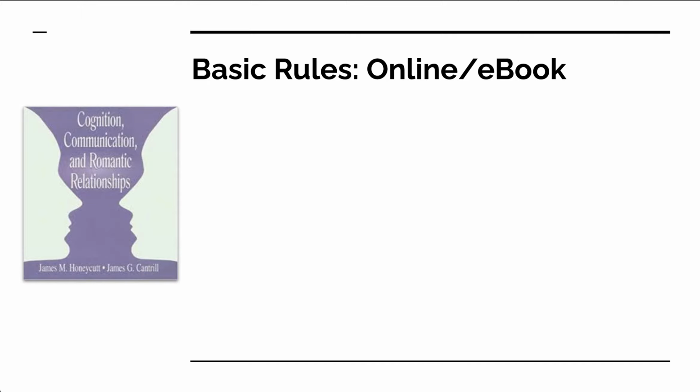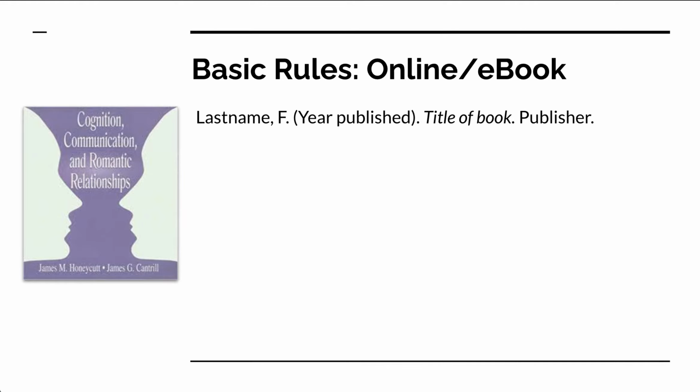Let's go over the basic rule for citing an online ebook. The simplest way is you'll need to find the author's last name. Then you'll need to find the year of publication, the title of the book, and the publisher. Most often, this information can be found on the book's front title page and sometimes on the verso page or the inside of the first couple pages of the book.